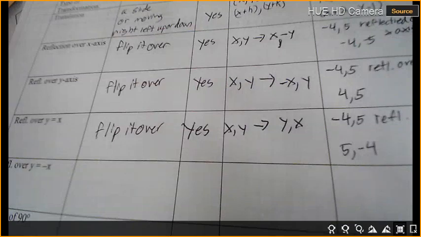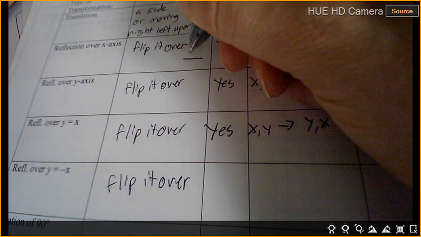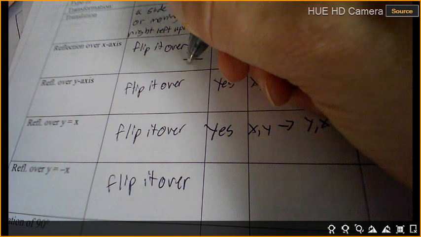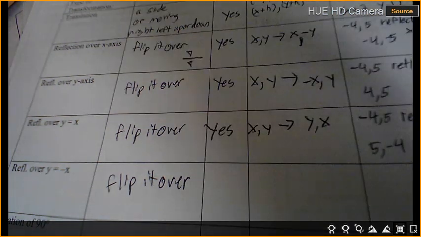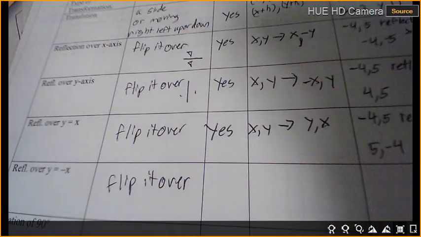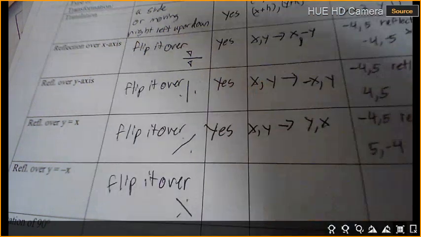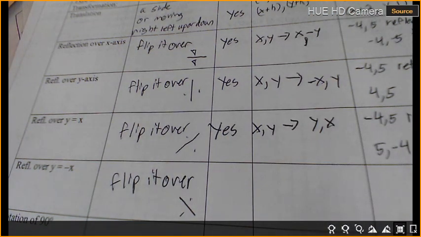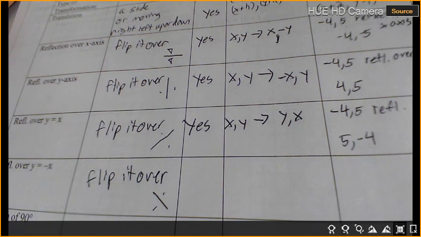So if I'm flipping over y equals negative x, it's a reflection, flipped it over. I might draw a little drawing right here, because I'm reflecting it this way, this way, this way. That visual for me makes a difference. It might not for you, but for me it does. Yes? So for reflecting over y equals x, just put the x and y? Yep.